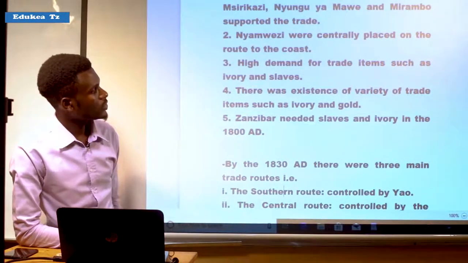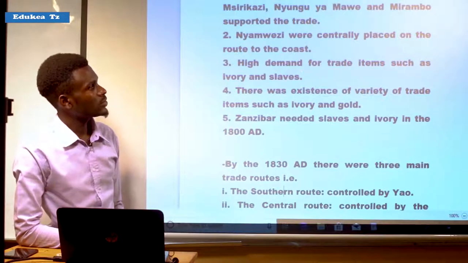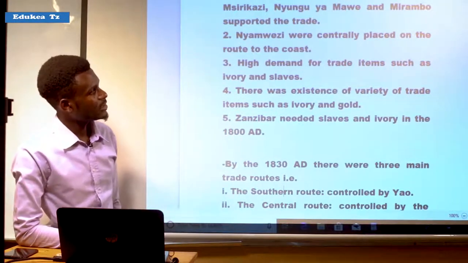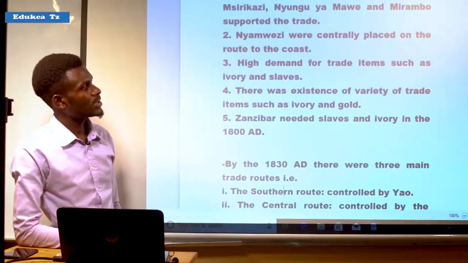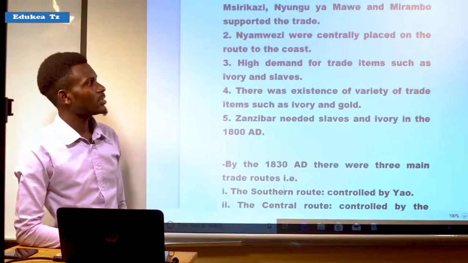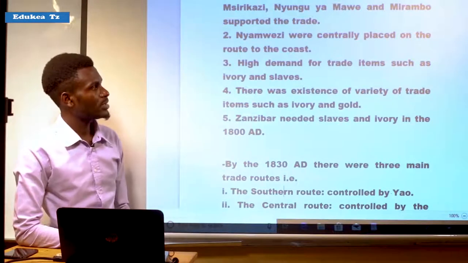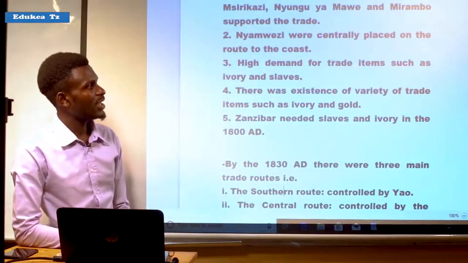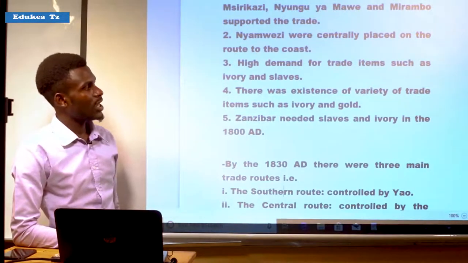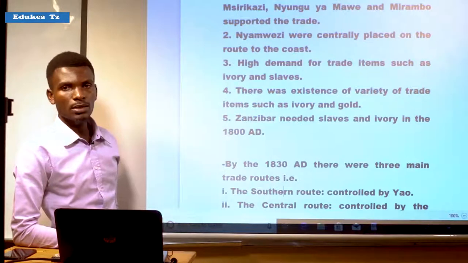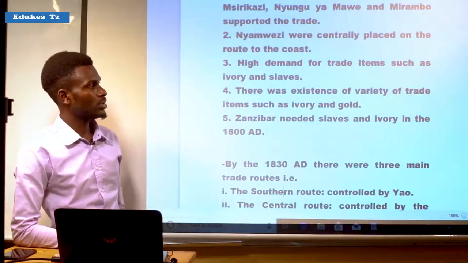Another reason is high demand for trade items such as ivory and slaves. It means that the Nyamwezi provided, to a large extent, items such as ivory and slaves to the Swahili traders and the Arabs. So that's why the Nyamwezi succeeded in trade.